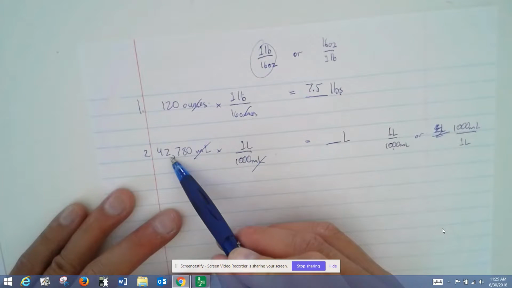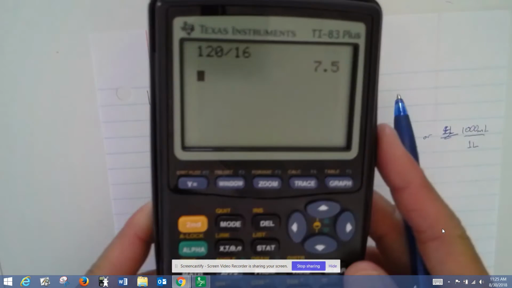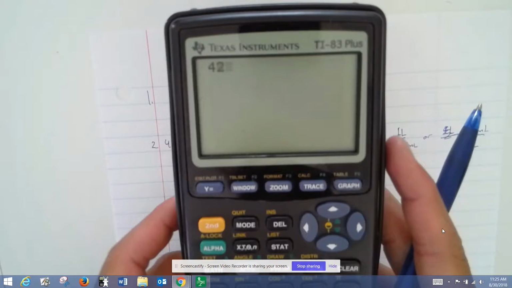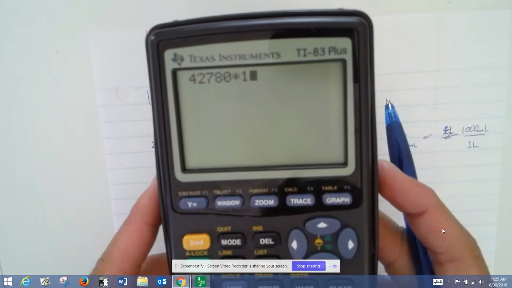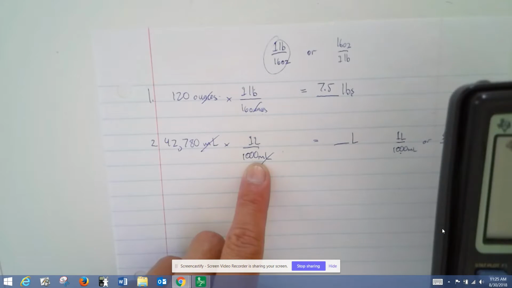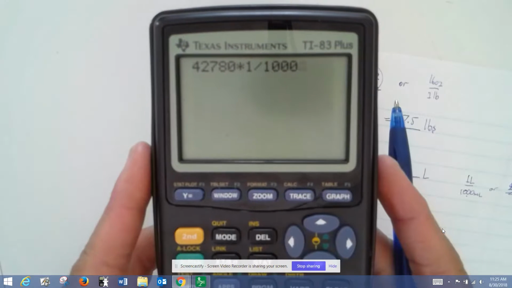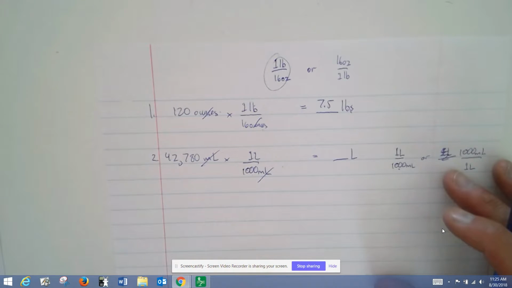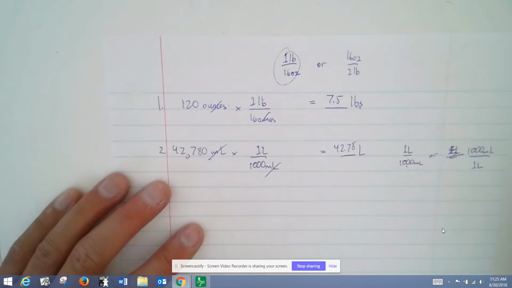42,780 times 1 divided by 1,000. You can do that all in one command in your calculator. 42,780, we're going to multiply that by 1, and you can actually go on the next line, divide it by 1,000. Your calculator will understand the order of operations correctly, so don't worry. You don't have to do it more than once. And that's the correct answer. It should be 42.78 liters. Okay, very good. Let's go to number 3.